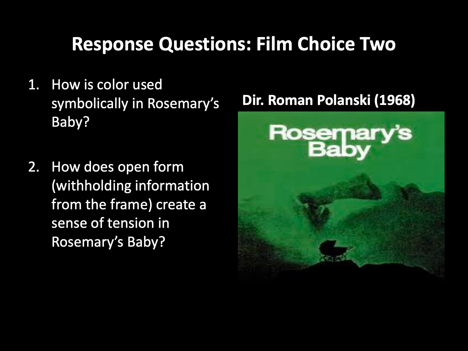Film Choice 2, Rosemary's Baby, directed by Roman Polanski in 1968. How is color used symbolically in Rosemary's Baby? Or, how does open form, withholding information from the frame, create a sense of tension in Rosemary's Baby?